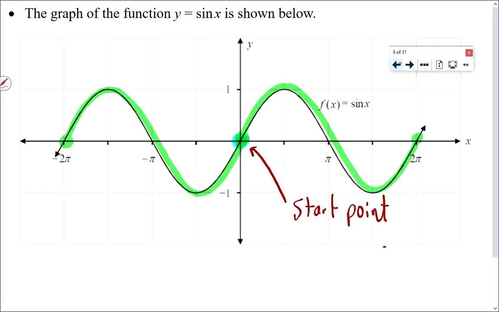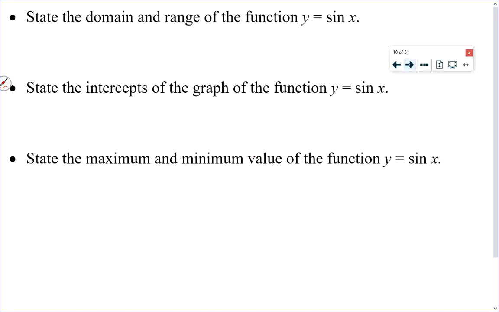So now we're going to introduce some terminology. This is the graph of sine of x. What is the domain and range? Well, the domain is that the rotation angle is any real number.